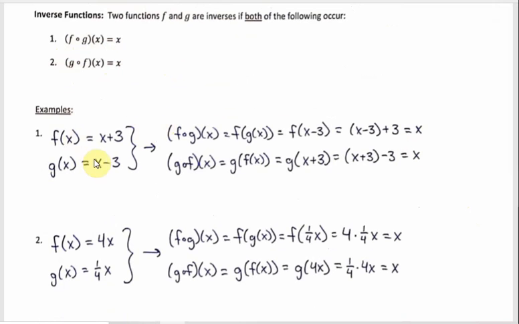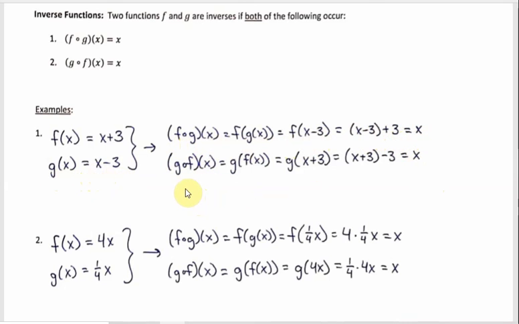So the first example is, what if f of x was x plus 3 and g of x was x minus 3? Well, then we can do both compositions. So f composed with g of x would be f of g of x. Then I just subbed in x minus 3 for g of x, since that's what it is, like it says over here. But then f of that, you would take x minus 3 and then add 3 to it, but x minus 3 plus 3 is x. All right, so that works out.